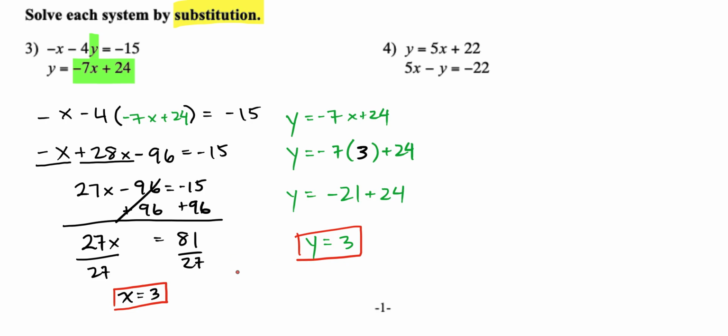You can write it this way, but remember if I ask you to, I didn't ask you here, but if I ask you to write it as an ordered pair, your answer would look like this, right? Just like we did the graphing in numbers 1 and 2. Anytime you have a system of equations, you should have x, comma, y.